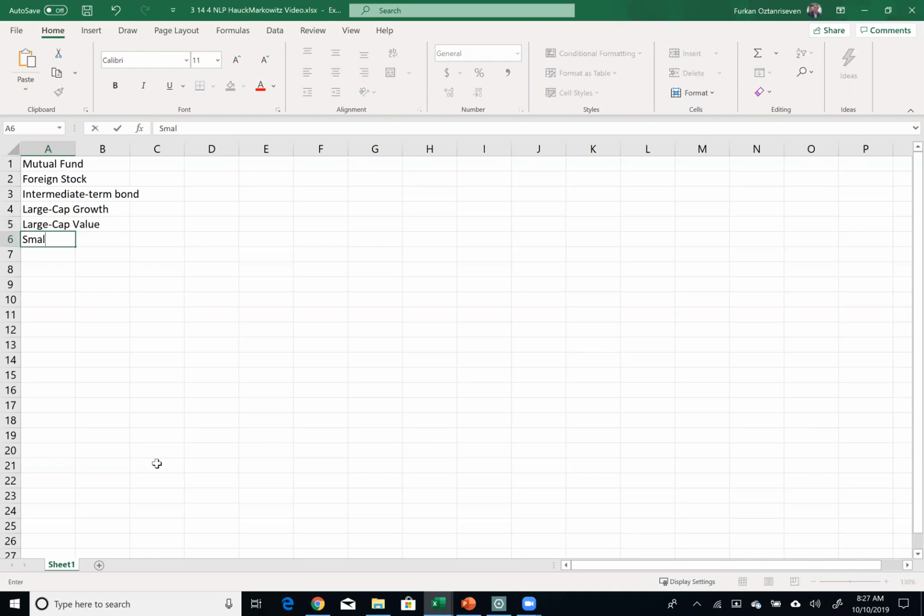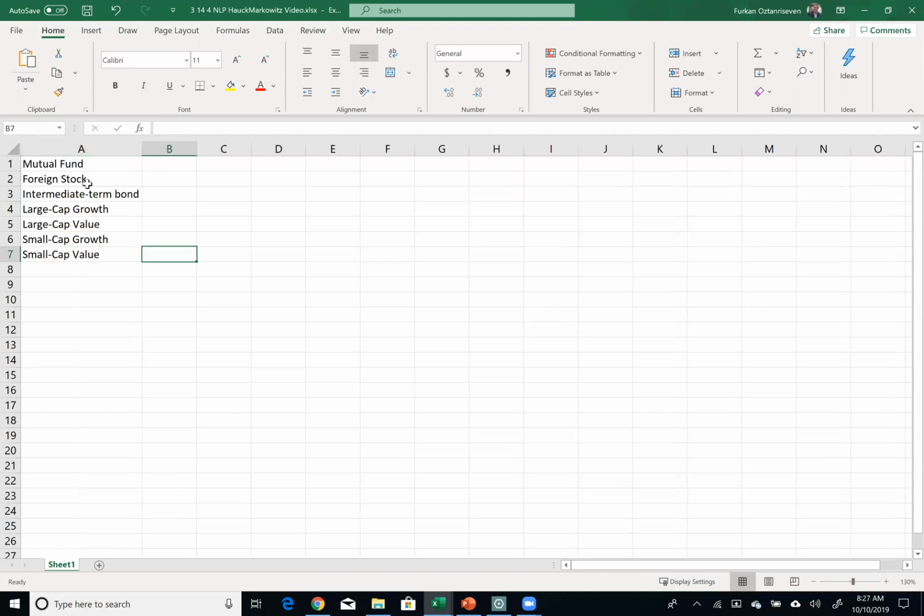Small cap growth, these are smaller companies, maybe a billion or 2 billion or a couple billion dollars, growth companies. And small cap value, again, value companies. All right, so these classifications, of course, do change based on the market and how big the companies are, but large caps are multi-billion dollars, and small cap is a couple hundred million or low billion dollars or so.